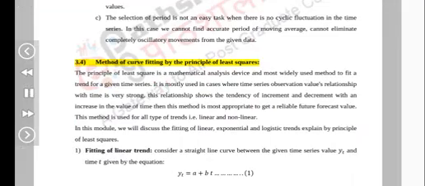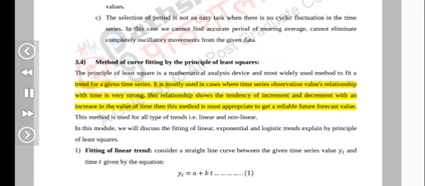3.4 Method of curve fitting by the principle of least squares. The principle of least squares is a mathematical analysis device and the most widely used method to fit a trend for a given time series. It is mostly used in cases where the relationship of time series observation values with time is very strong. This relationship shows the tendency of increment and decrement with an increase in the value of time. Then this method is most appropriate to get a reliable future forecast value.